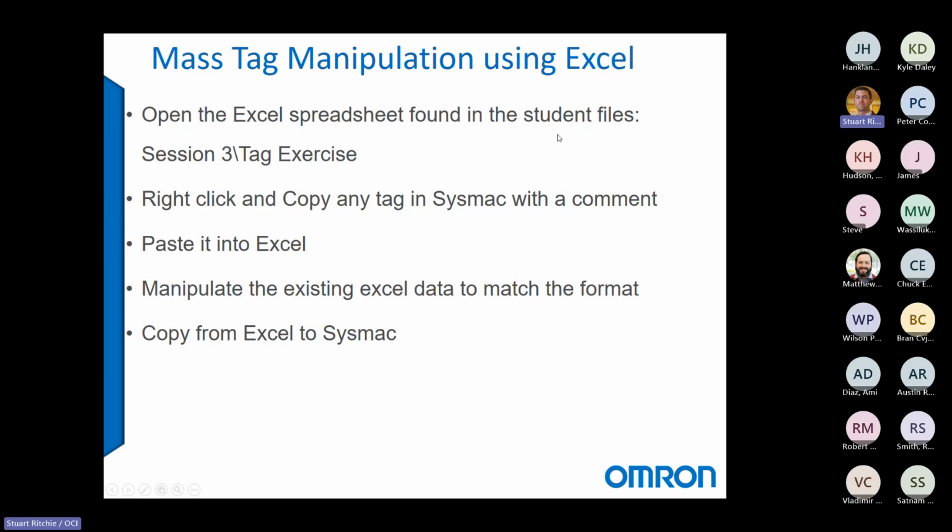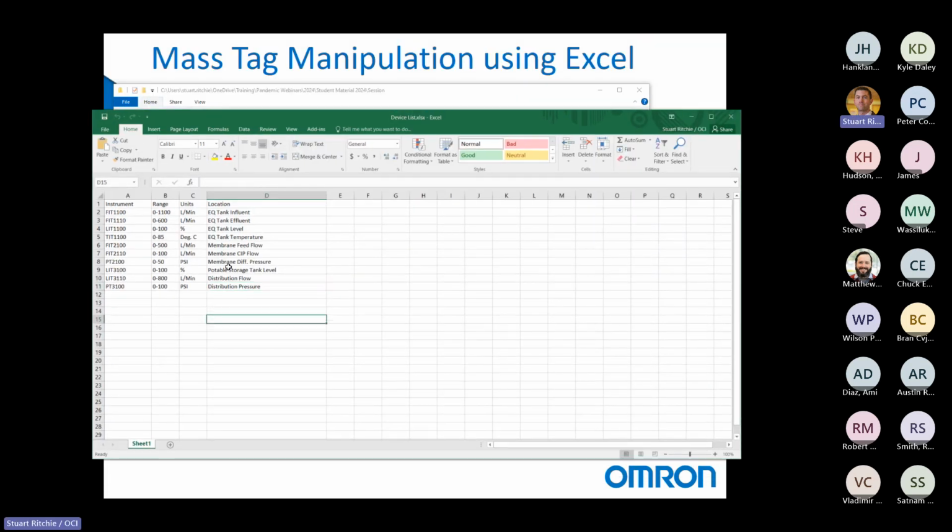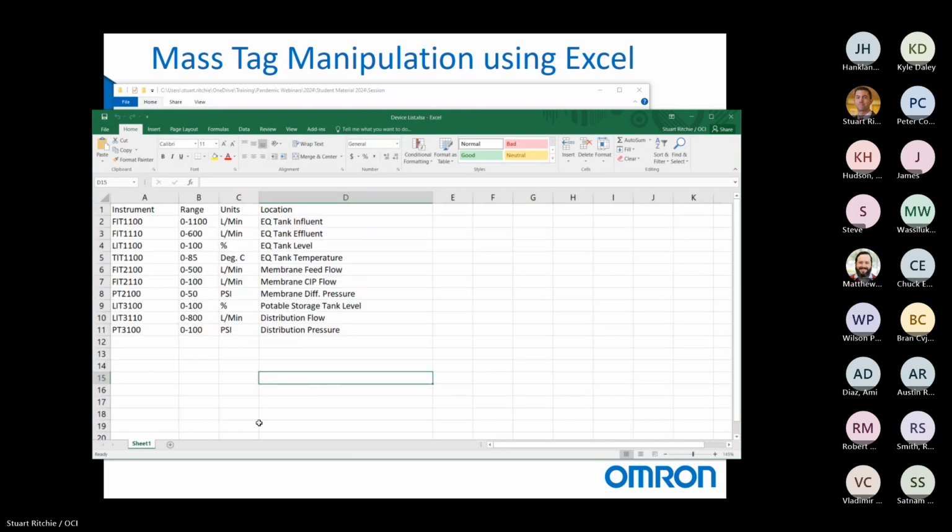But our session 3 student files should have an Excel spreadsheet called tag exercise in it. So this one, I'll get everyone to open up device list.xlsx. And it should look like what I have on the screen here. Anybody having any issues opening the document?